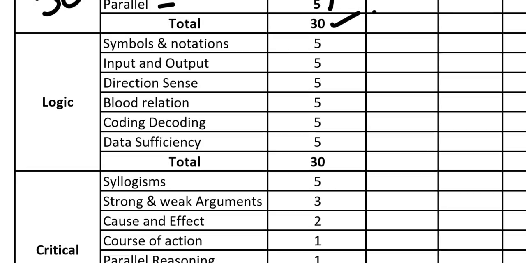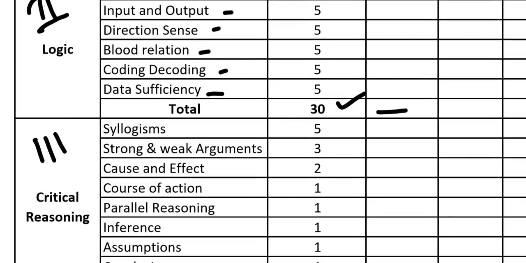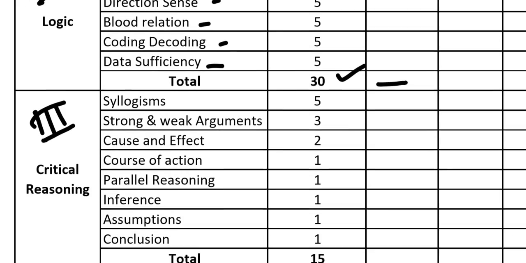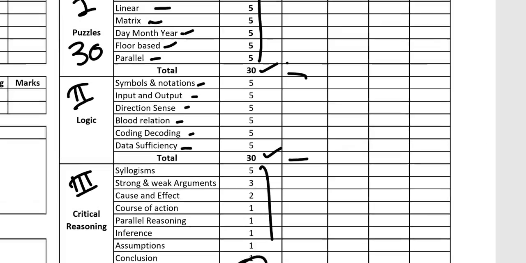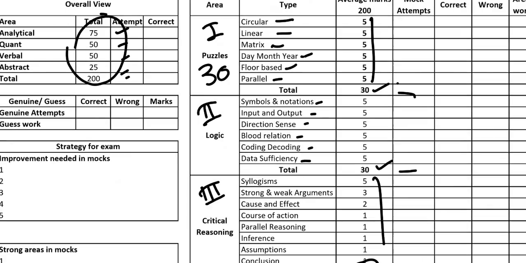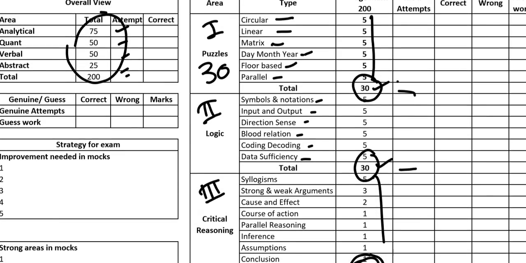Section number 2 is traditional logic: symbols, input output, direction sense, blood relationship, coding decoding, data sufficiency. 30 marks. I want to find out how much you are scoring in this area. And the third section is critical reasoning: syllogism, strong weak argument, cause and effect, everything together 15 marks. So the total 75 marks paper is divided into 3 parts, 30, 30 and 15.